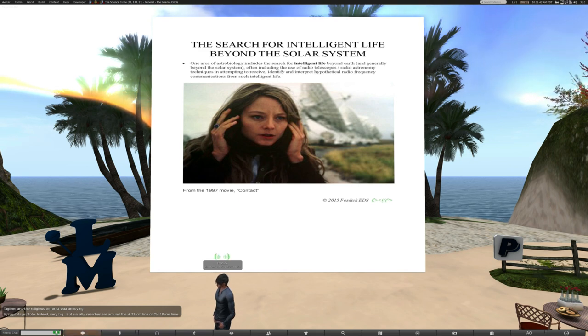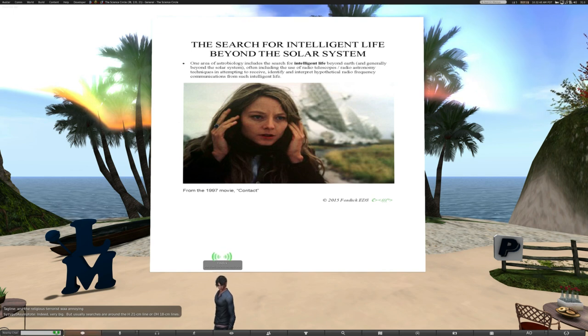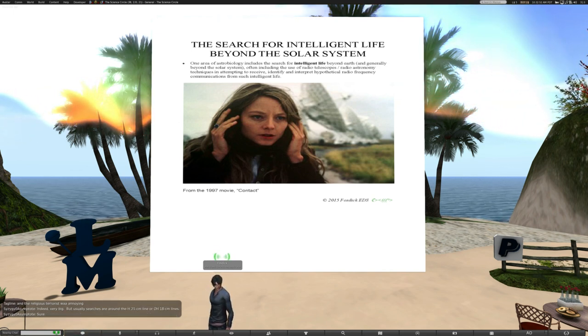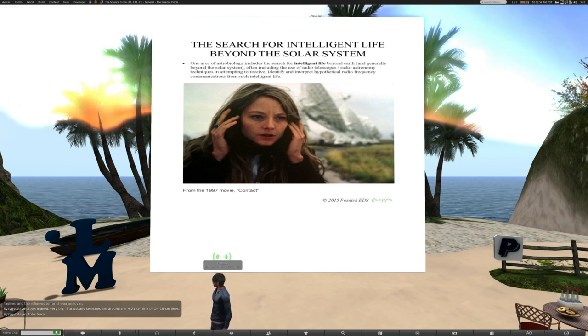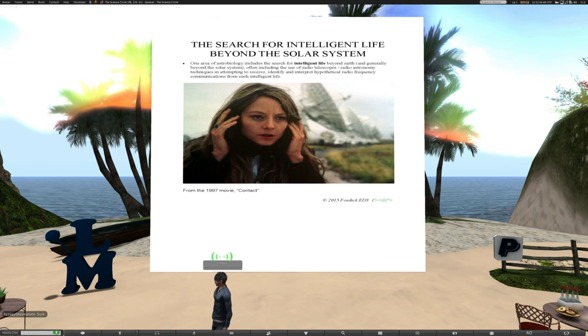Indeed, it's very big, but usually searches are around the H 21-centimeter line or the OH 18-centimeter line. Syzygy, I'd love to talk to you about this sometime. Yeah, you know more about this than me. If I can't find it from Google or Wiki, it's hard for me. I don't have that much depth in it.